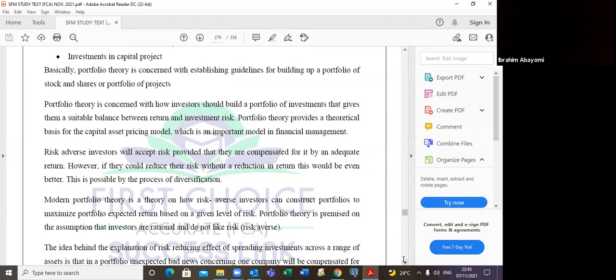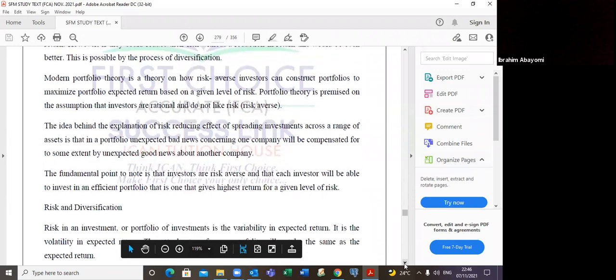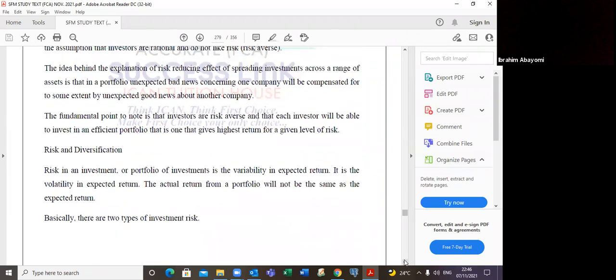But if my correlation coefficient is positive, that is greater than 1, then you have not diversified. Okay? You have not diversified. For diversification to take place, the correlation coefficient of all the investments in the portfolio must either be 0 or negative. Now, we are going to see what we mean by positive correlation, negative correlation and zero correlation.